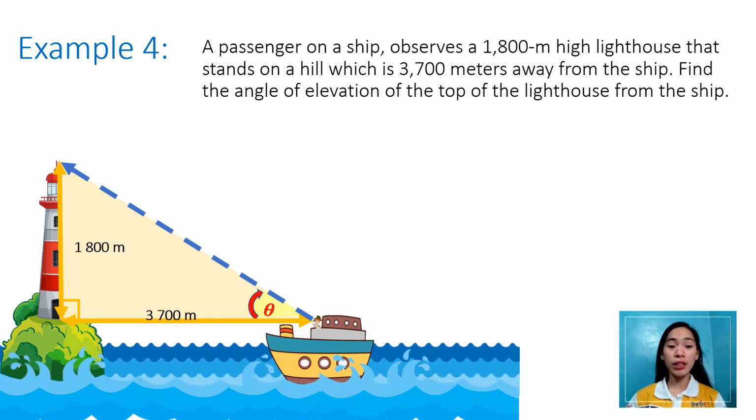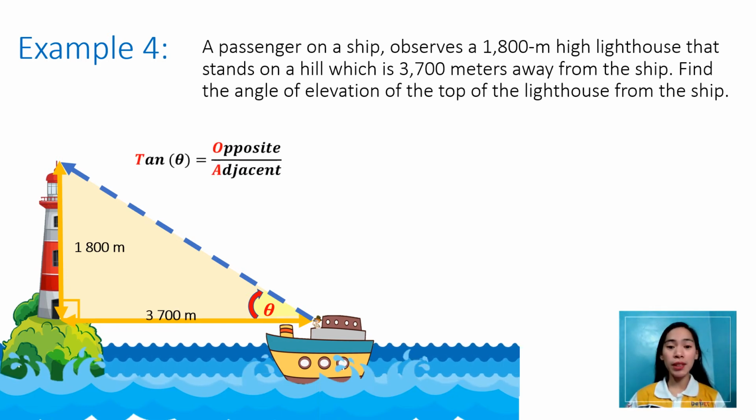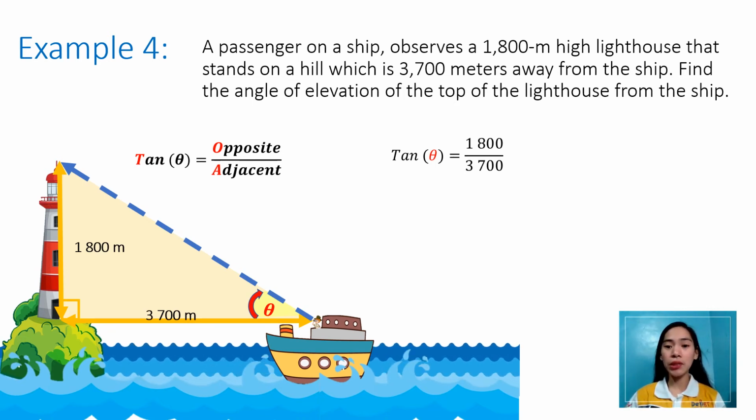So now we know our adjacent and opposite side. We're going to use the trigonometric ratio of tangent, or TOA. So tangent theta is equal to opposite side over adjacent side. So let's substitute. Tangent theta is equal to 1,800 meters as our opposite over 3,700. Now, using a calculator, let's divide 1,800 divided by 3,700. So that is equal to 0.4865.